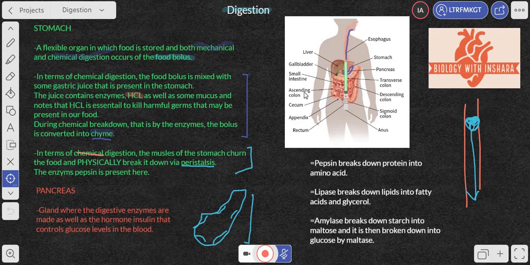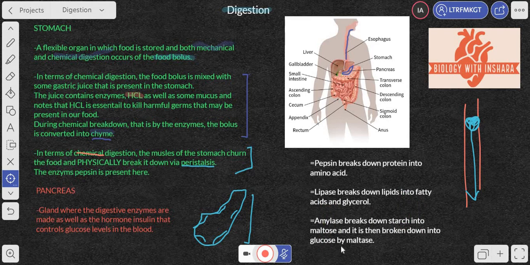Right, so let's have a look at the diagram here. In the diagram, this is the esophagus, this is the stomach that I just spoke about. Let's have a look at the enzymes. So let's study the different enzymes present in our alimentary canal that are responsible for breaking down food. So we have pepsin here that breaks down proteins into amino acids. We have lipase that breaks down lipids into fatty acids and glycerol.